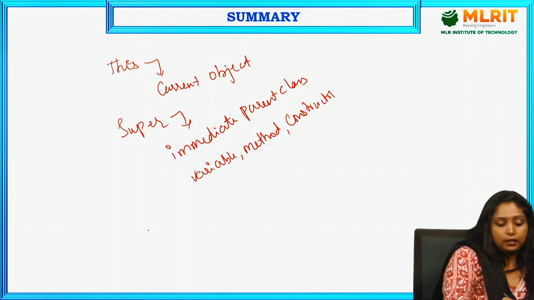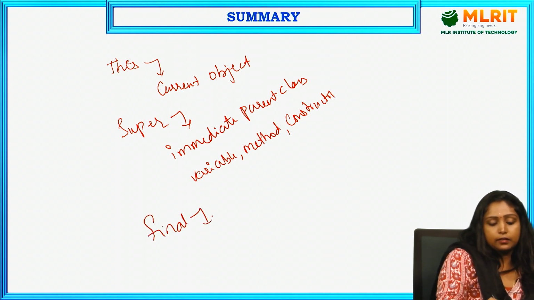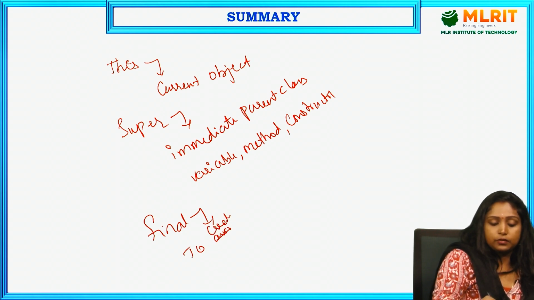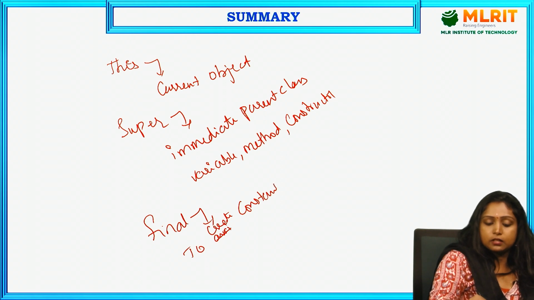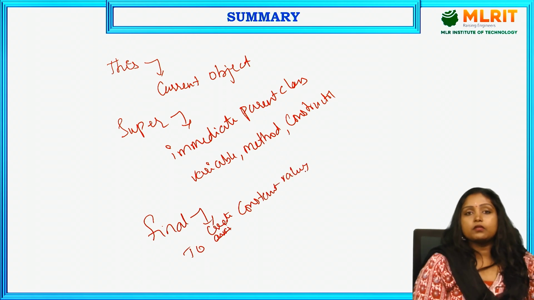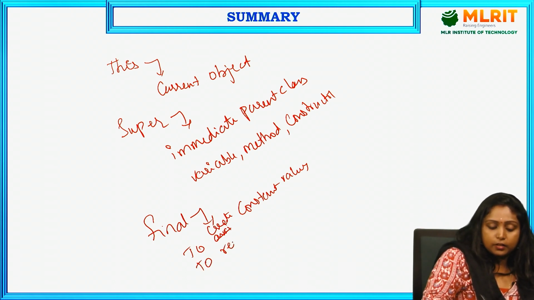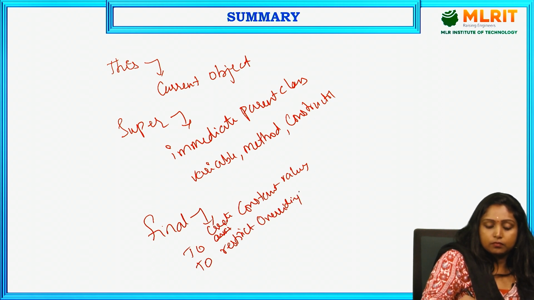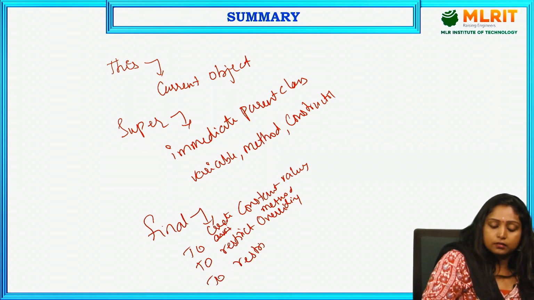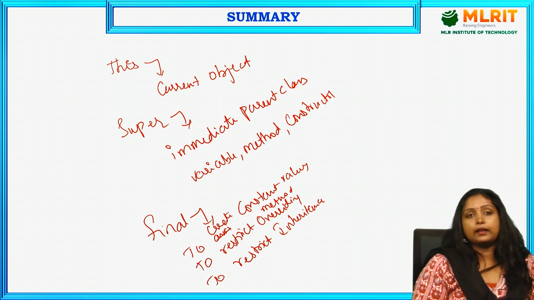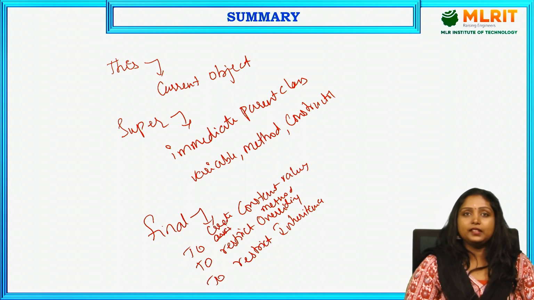And next we have seen the final keyword. Why is the final keyword used? To create constant values which will not change further, and next to restrict method overriding, and to restrict inheritance, we are going to use the final keyword. So this is what we have seen in this session.